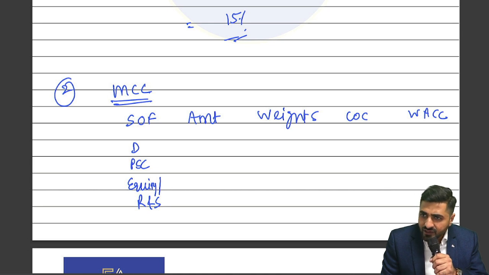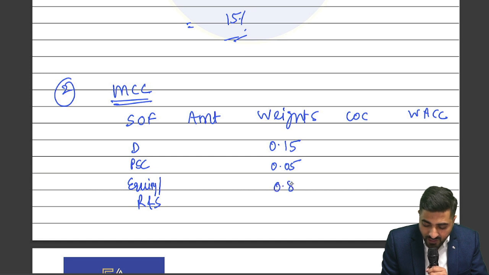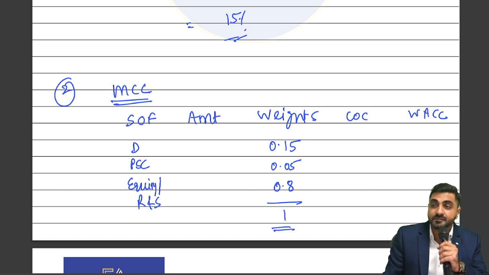Okay, I don't have the amount, but it's okay. I don't need it. I have the weights available. Everyone in one voice, what are the weights? Debt weight is 0.15, then 0.05 and 0.8, total should be 1.